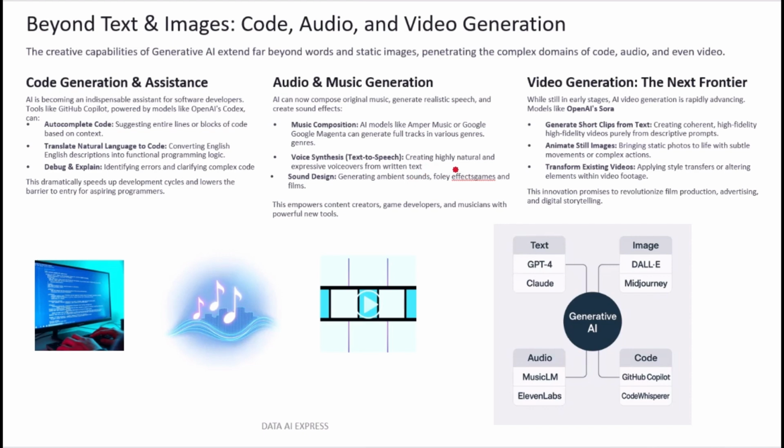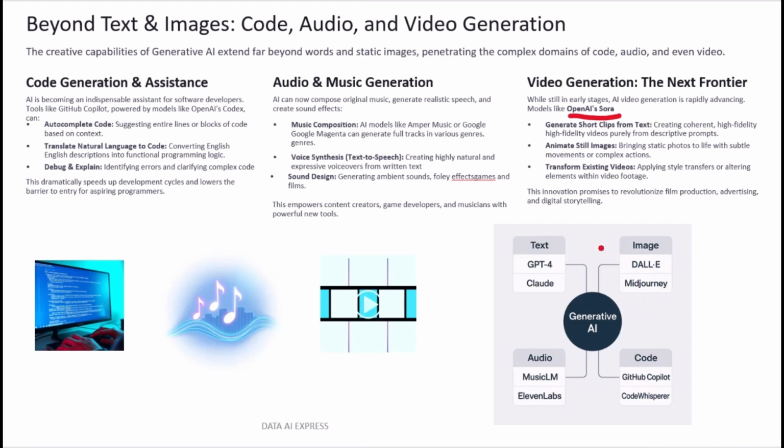Following audio is video generation. The concept is the same, but the complexity is much greater. OpenAI Sora is a groundbreaking model that can create incredibly realistic video clips from text prompts. Google has also entered the ring with models like Imagen 2 and Veo. These tools can be used to create animations, short films, and even transform existing videos. The potential for content creation is immense.